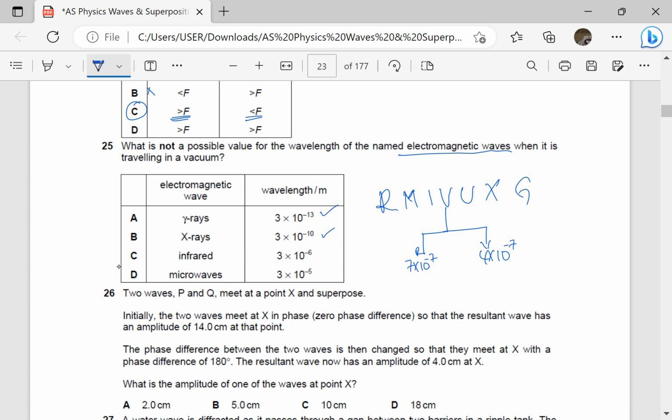And microwaves will also still be almost times 10 power negative 5, which is still infrared, because infrared will range from 10 power negative 6 to around 10 power negative 3. When I add here 2, I'll get 10 power negative 5. So this is still infrared. Therefore, the question is, which is not a possible value of wavelength? So the answer is going to be D. Microwaves should be greater than 10 power negative 5, at least 10 power negative 3, 10 power negative 2, and so on and so forth. So this is not going to be true.